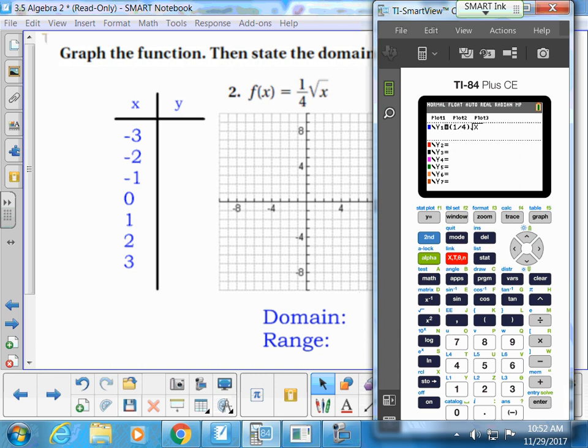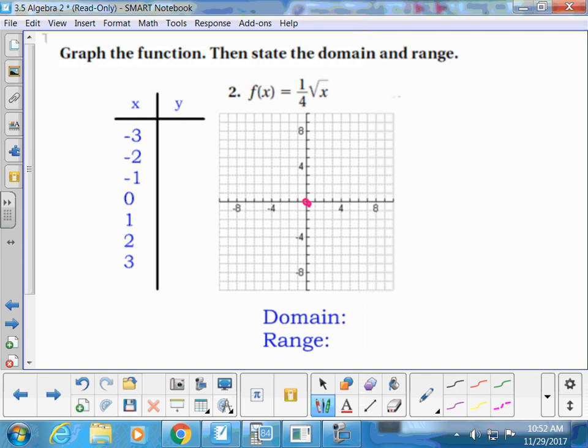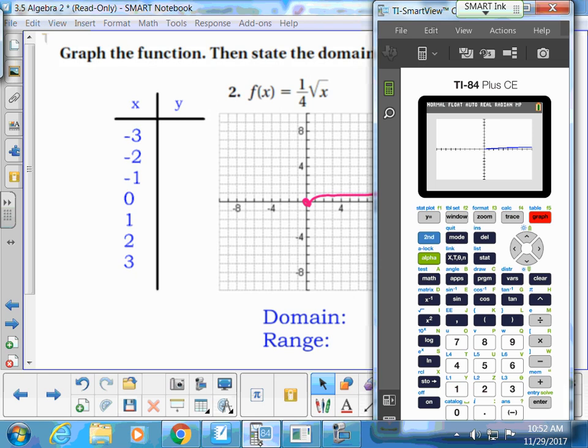What's it look like? Flat as a pancake, huh? It's almost like it got squished by an elephant. So that 1/4 caused it to grow a lot slower. And it still starts at 0, 0, but it's just real flat and growing very slowly. You can click table to see the values, and I like to scroll down the table a bit sometimes, just to see where my values are going.